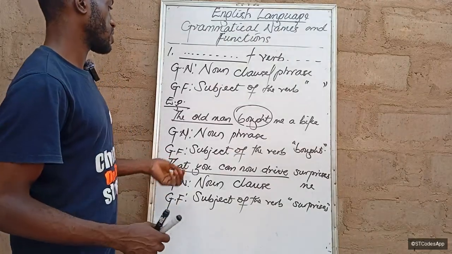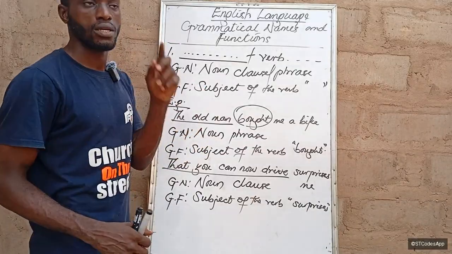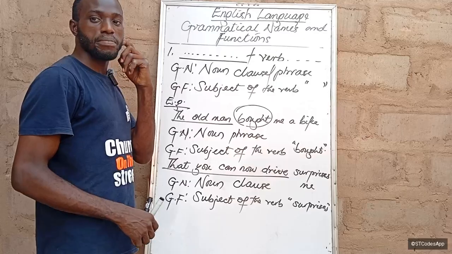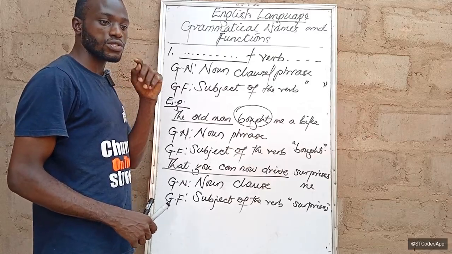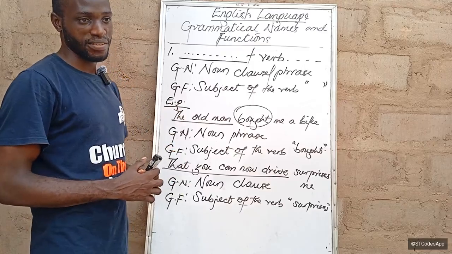For example, a bike was given to me. No. A bike was bought. Go and play, Joby. Go and play, okay?